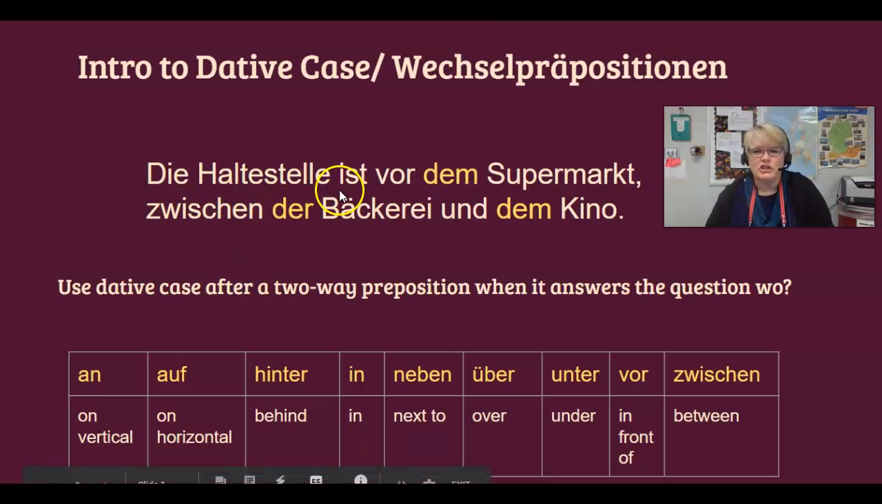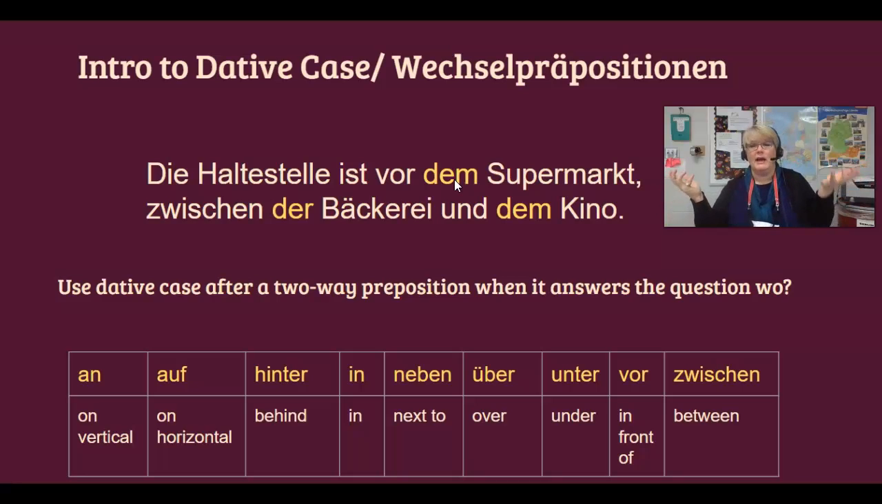So, die Haltestelle ist vor dem Supermarkt, yeah? And so you, on your Quizlet, when you did your vocab, you learned der Supermarkt, and you're like, what the heck? Why is it dem Supermarkt? Where did the dem come from? Also, zwischen der Bäckerei. On your vocab list, you learned die Bäckerei. So why is it der Bäckerei here? You learned das Kino, and now you've got dem Kino. Like, where did these come from?